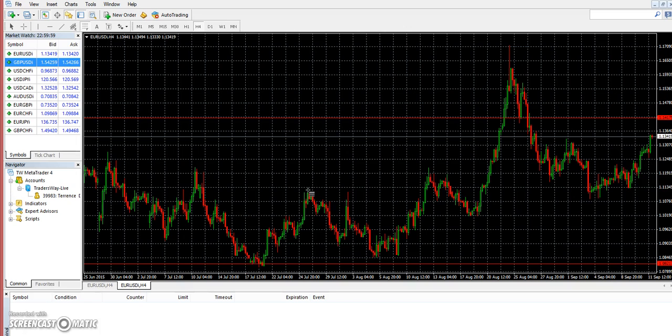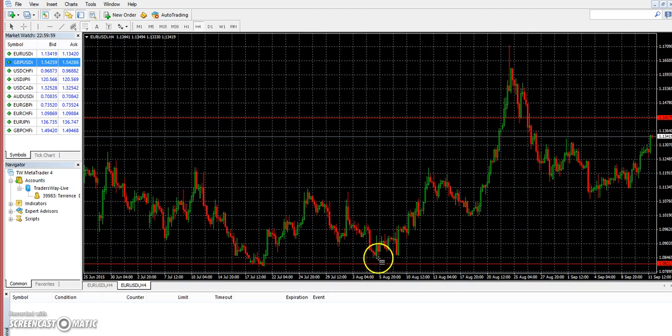So if you have two lows, one has to be lower and the other high has to be lower if it's a downward trend, and vice versa. There's a low and there's a higher low, there's a high and there's a higher high. So that's showing us a nice upward trend.